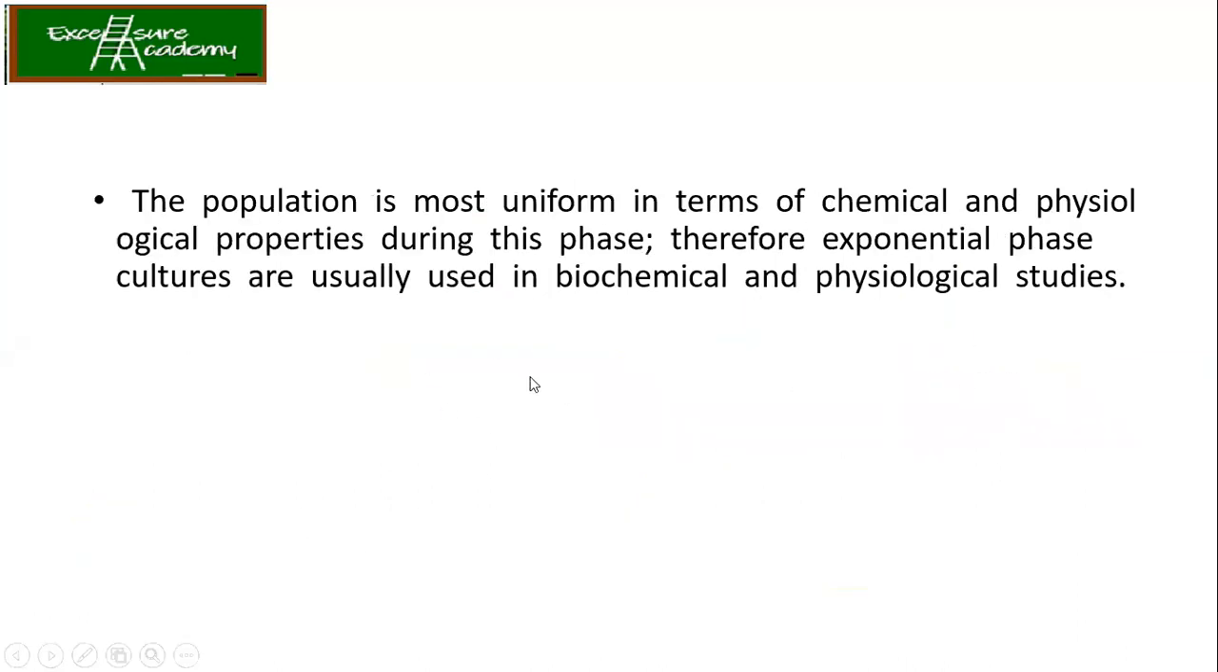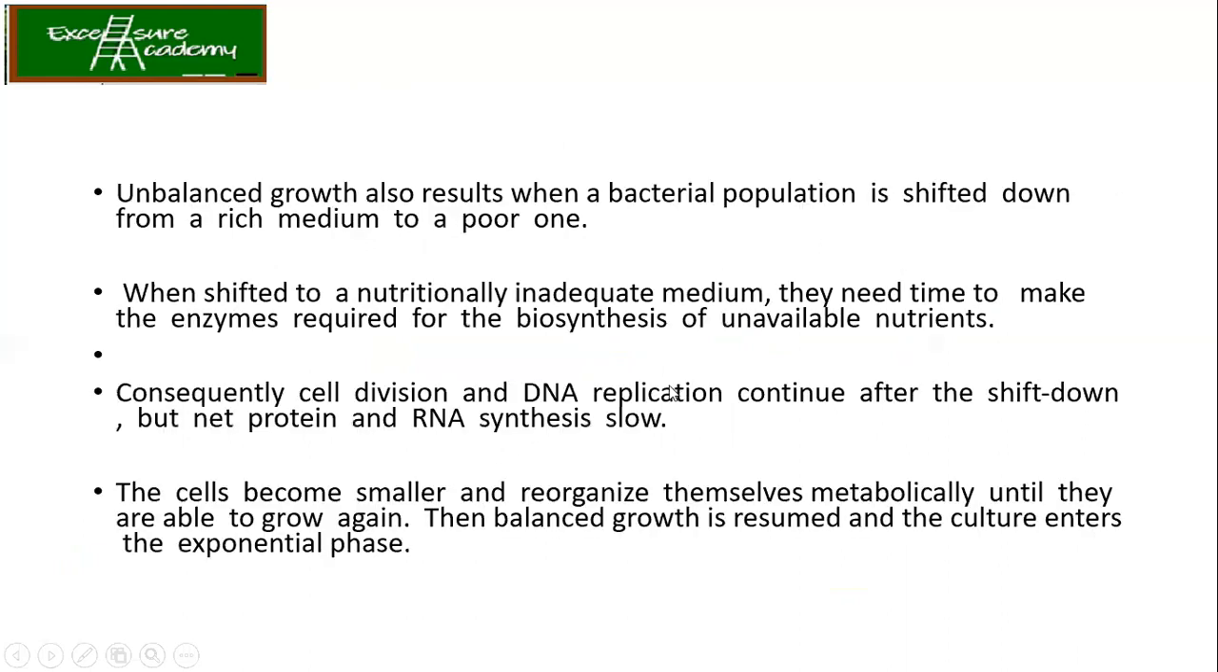So the population is mostly uniform in terms of the chemical and physiological properties. Therefore, exponential cells are used in biochemical and physiological studies. Yeah. So this is the reason why the bacteria which are in the log phase are used for your studies. Okay, because they are at that time metabolically active.